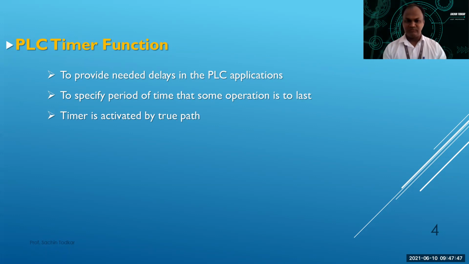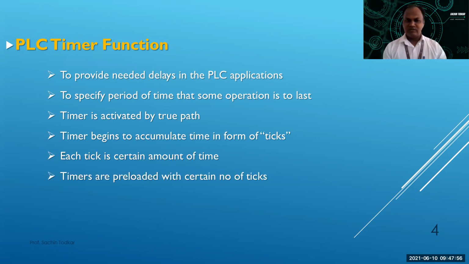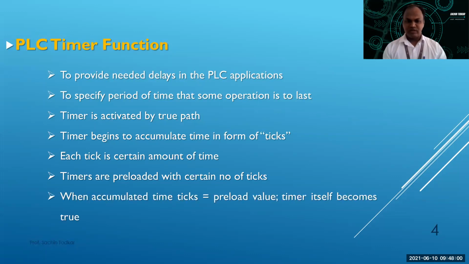by true path. Timer begins to accumulate time in form of ticks. Each tick is certain amount of time. Timers are preloaded with certain number of ticks. When accumulated time becomes equal to preloaded value, timer itself becomes true. So this is the functioning of PLC timer.